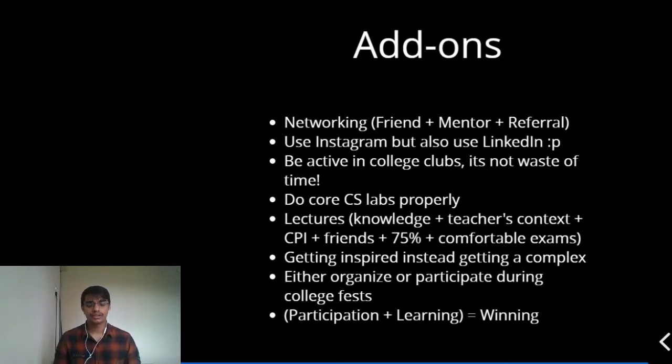Then lectures. We always feel that not attending lectures and bunking is cool and all.